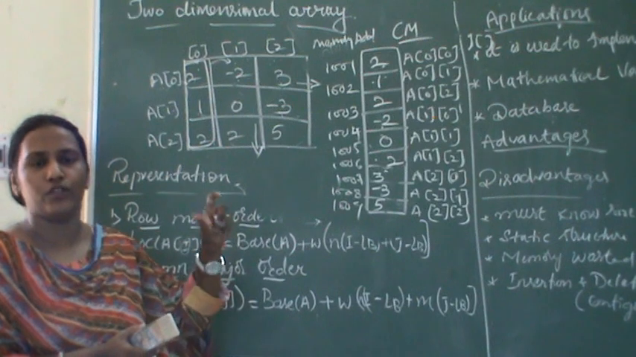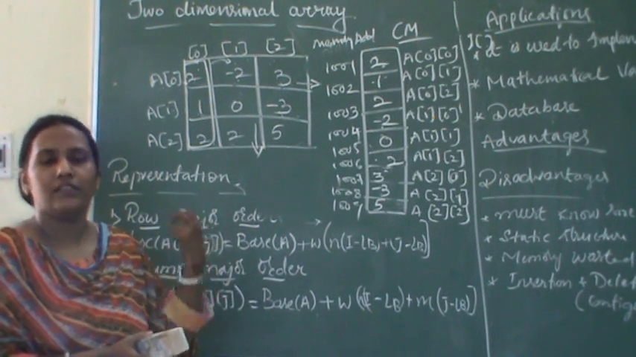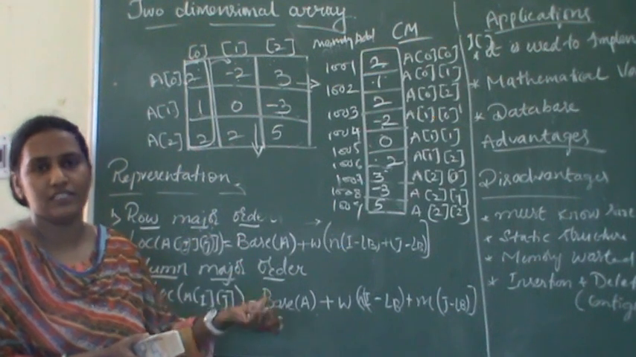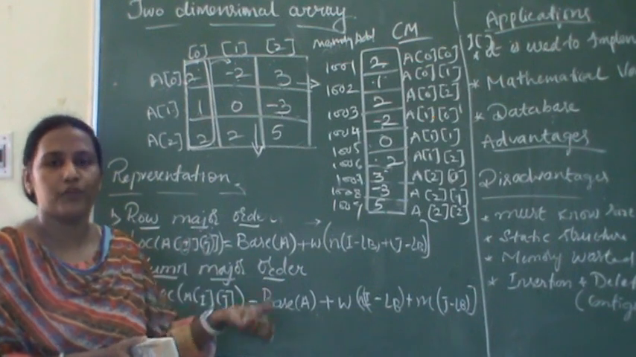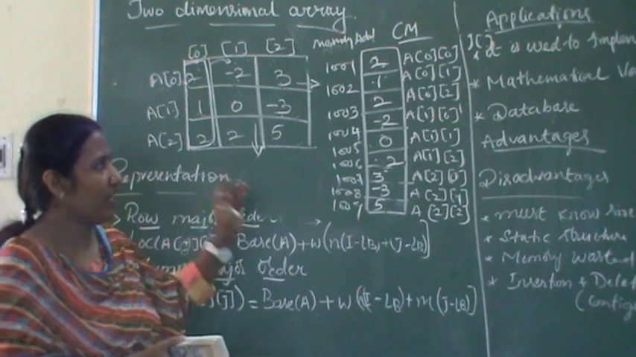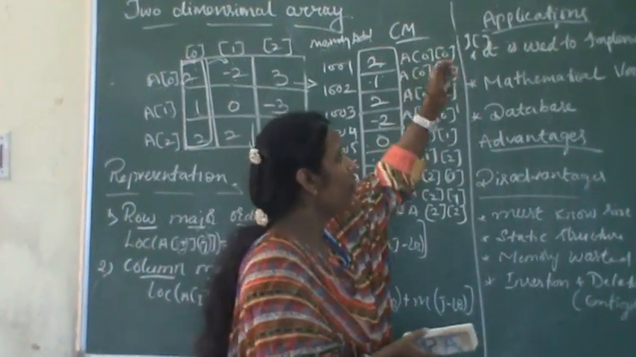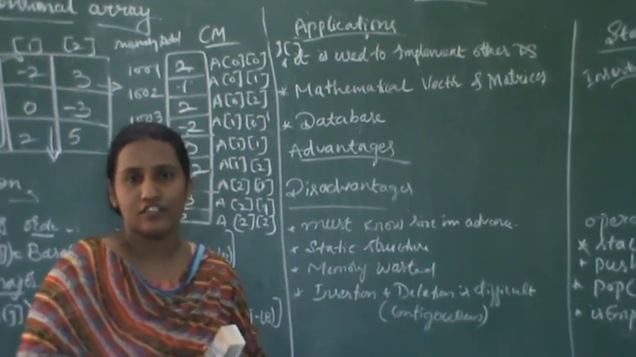So we studied the one-dimensional array. What is a one-dimensional array? Then what are the searching techniques we have? Linear search and binary search we have studied. Then we studied sorting, the different operations that can be performed on arrays, and two-dimensional arrays. So finally, in conclusion of arrays, we'll come across the applications, advantages and disadvantages of arrays.